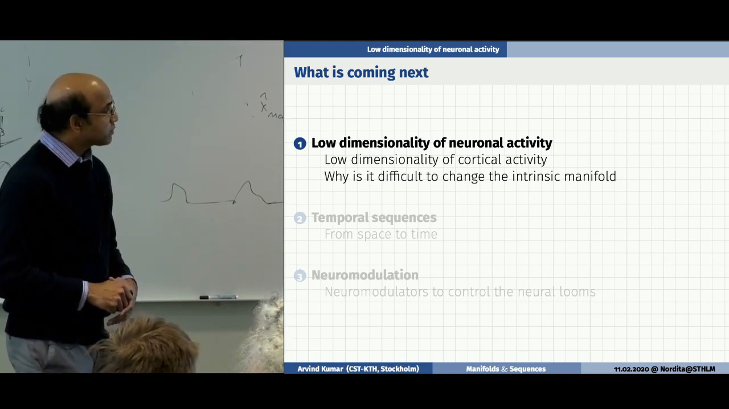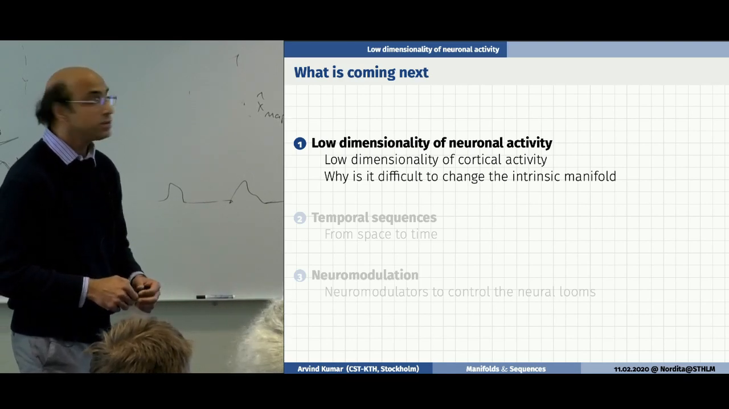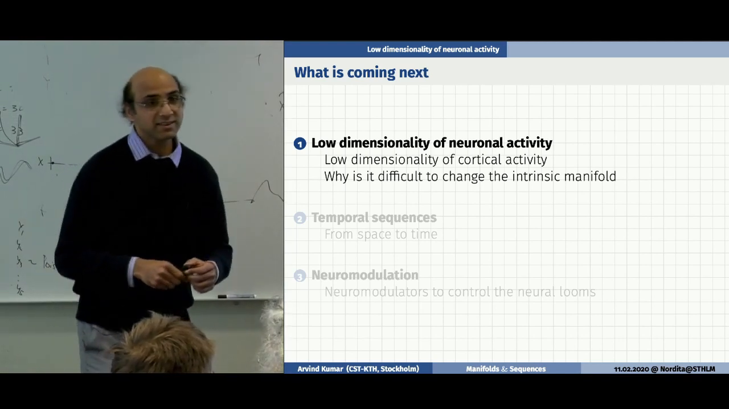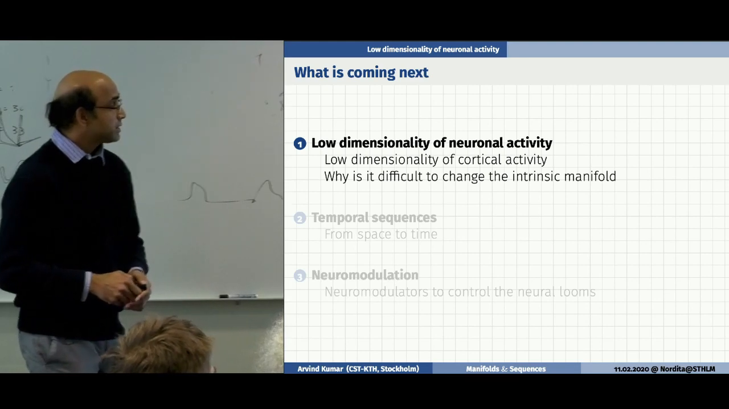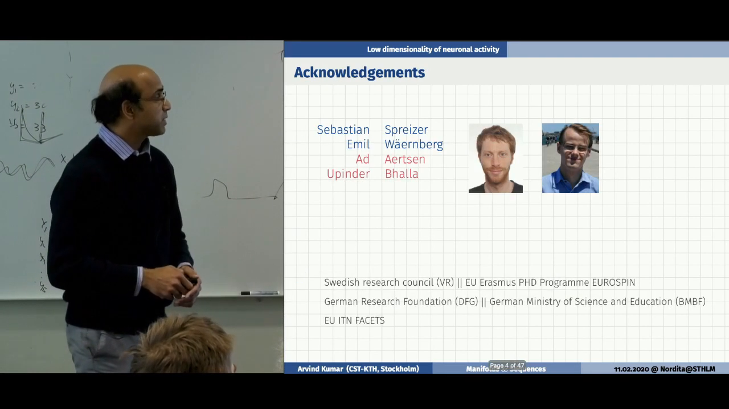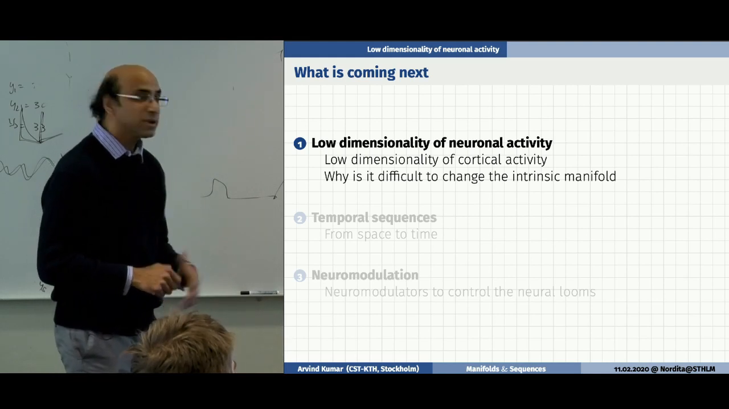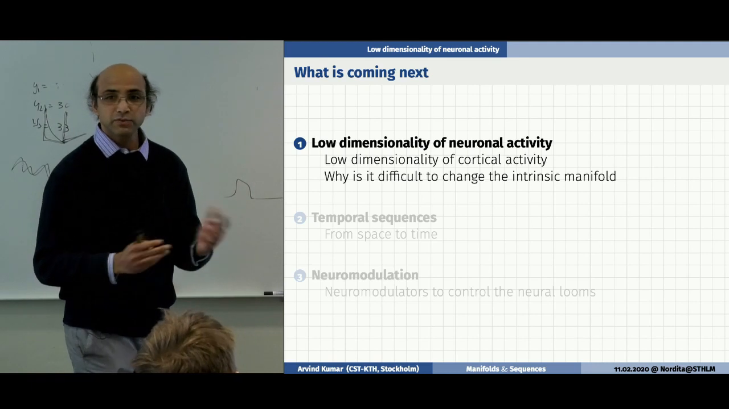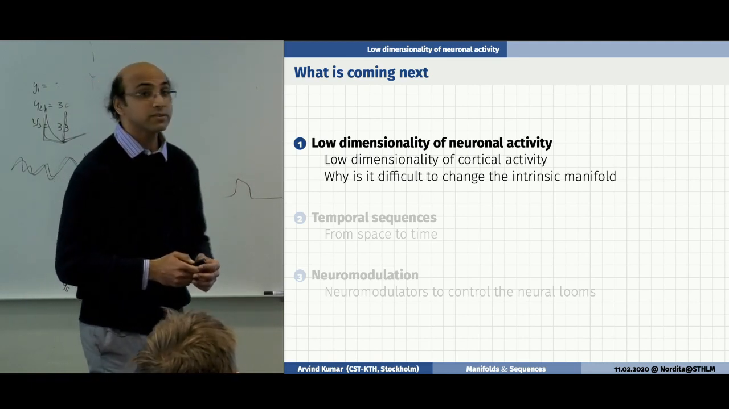In particular, I'll try to ask a question, which is why is it so difficult to change these manifolds? And I think the last discussion that we had with Sarah already has the nice introduction to this topic. Then I'll move a little bit away from just manifolds and go into sequences. And finally, I'll talk a little bit about neuromodulation and how it could be a very nice way to change manifolds or the structure of neural activity on rapid behaviorally relevant timescales.